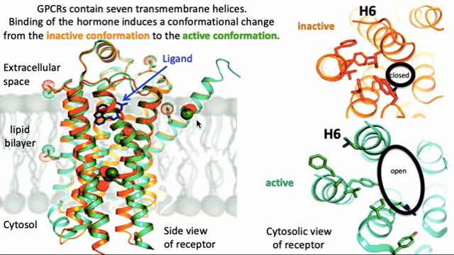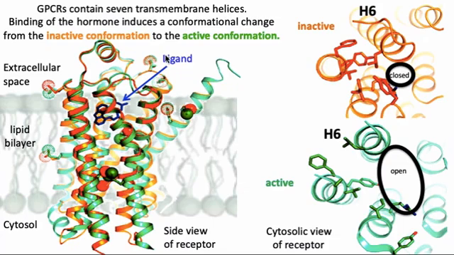What has that done? It has opened up the bottom of the receptor. In the inactive form, there's a small hole at the bottom. When helix 6 moves out of the way, there's a large open cleft in the bottom. This is the active form because this cleft is where the trimeric G protein is going to bind.